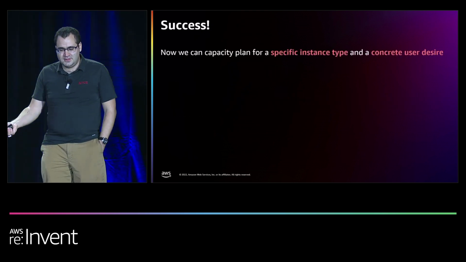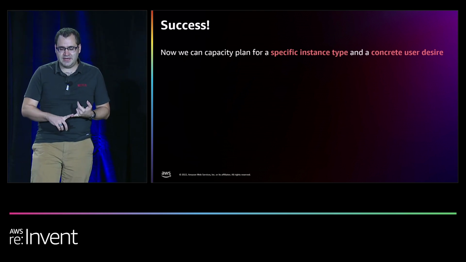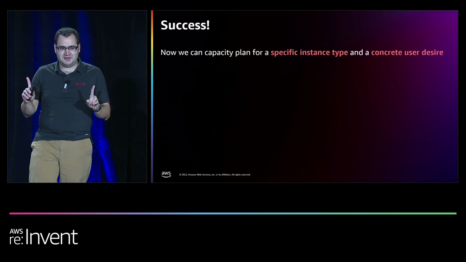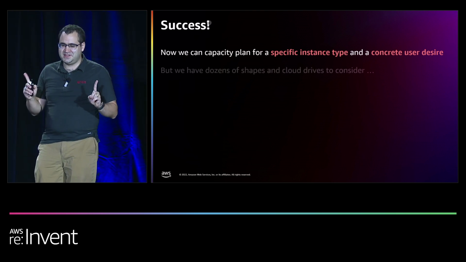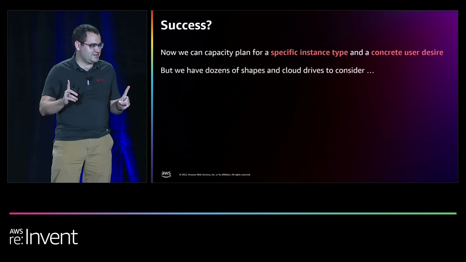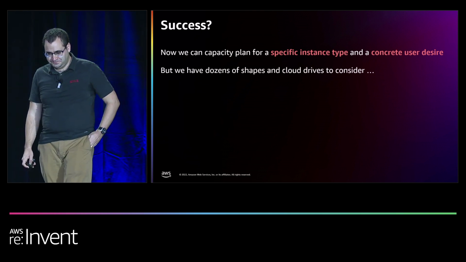So great success. We figured out CPU, network, disk, RAM. We can capacity plan for a specific instance type and a concrete user desire. Oh, we have a problem though. We have dozens of shapes. We have lots of cloud drives to consider. We need to solve a more complex problem than one instance and one user desire.